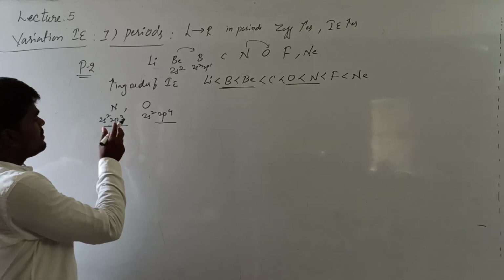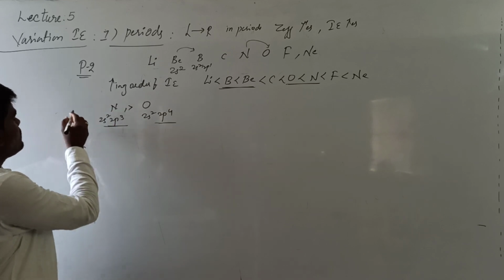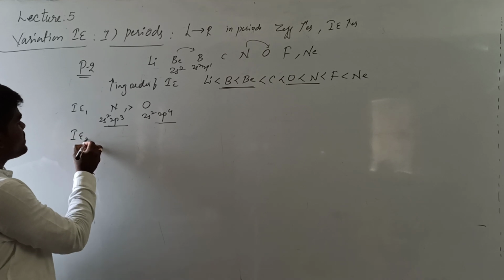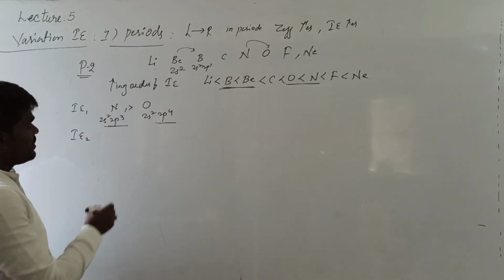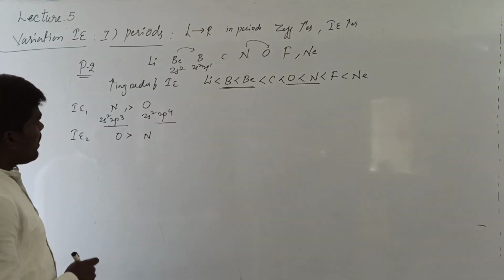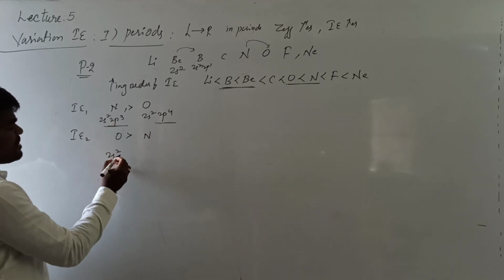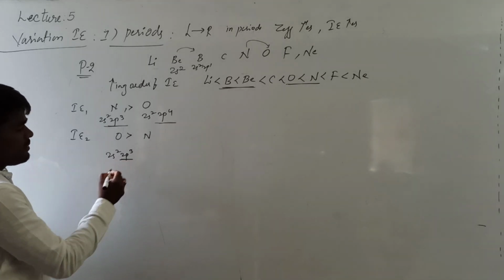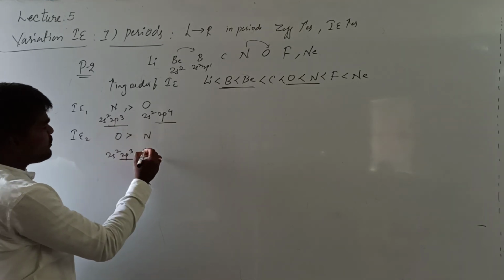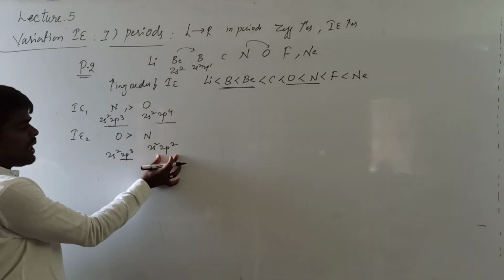So because of that reason, the first ionization energy of nitrogen is greater than oxygen. This is only applicable for the first ionization energy. If you are talking about the second ionization energy of these two, that will be reversed. The second ionization energy of oxygen will be more than nitrogen. Why? After the first ionization, the configuration of oxygen will become 2s2 2p3, whereas after the removal of one electron, the configuration of nitrogen becomes 2s2 2p2. This is no longer half filled.